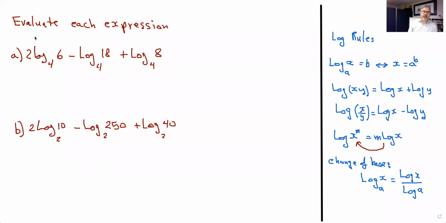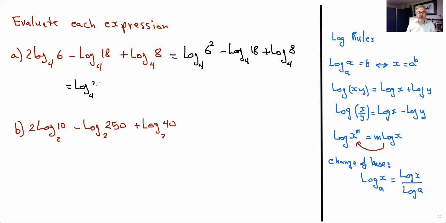So here is another question that says, evaluate each expression. To evaluate this, you have to combine them and write them as 1 log. So the first thing I want to do is bring any exponents that I have in front of the log to the top. So I have only 1 there, and that becomes log base 4 of 6 squared minus log base 4 of 18 plus log base 4 of 8, which gives me log base 4 of 36 minus log base 4 of 18 plus log base 4 of 8.